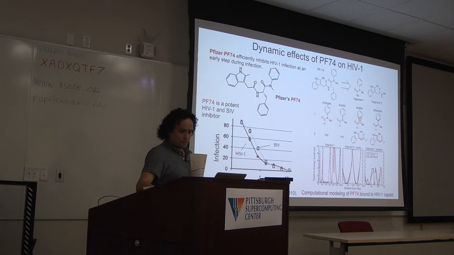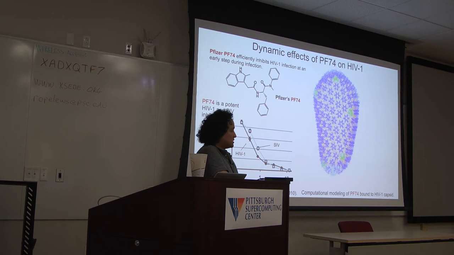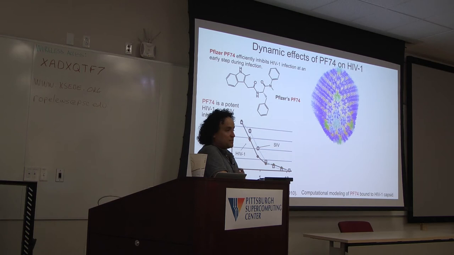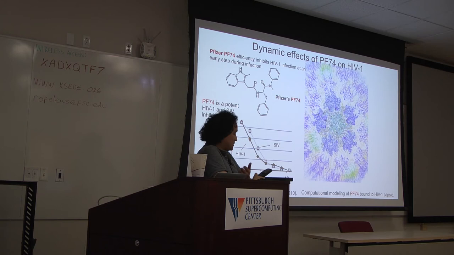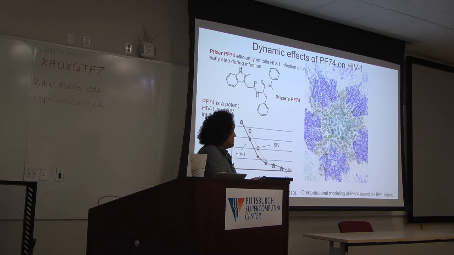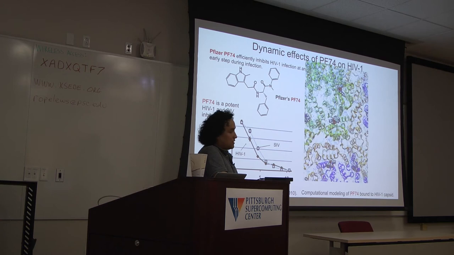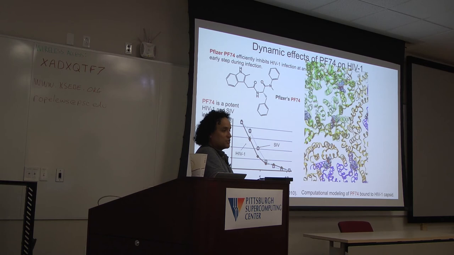So now the question is, what does it do in the capsid? We have our capsid model. There are a couple of crystals. We're not interested in the docking part because there are crystals that show where it docks, but the crystals don't answer the question of what's going on. You can see here this is a simulation. It's a pentamer surrounded by hexamers. You can see PF74 here. And these are the results of the molecular dynamics. As expected, there are no structural changes, which is what really puzzles everyone.